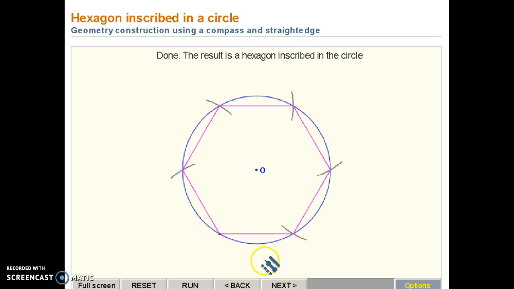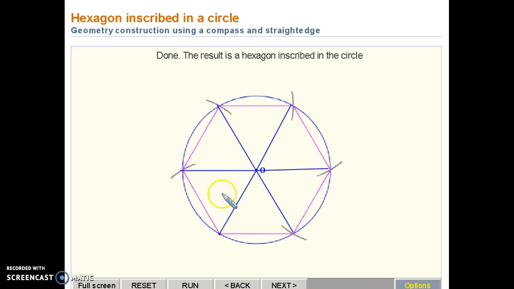Alright, now that we have our regular hexagon inscribed in a circle, we're going to connect the vertices with the center, like this. And we're going to study the triangles formed by connecting the center with each one of the vertices. You can see that we have 1, 2, 3, 4, 5, 6 triangles that are equilateral. For example, let's consider this triangle OPQ here. Let's study this one a little bit.